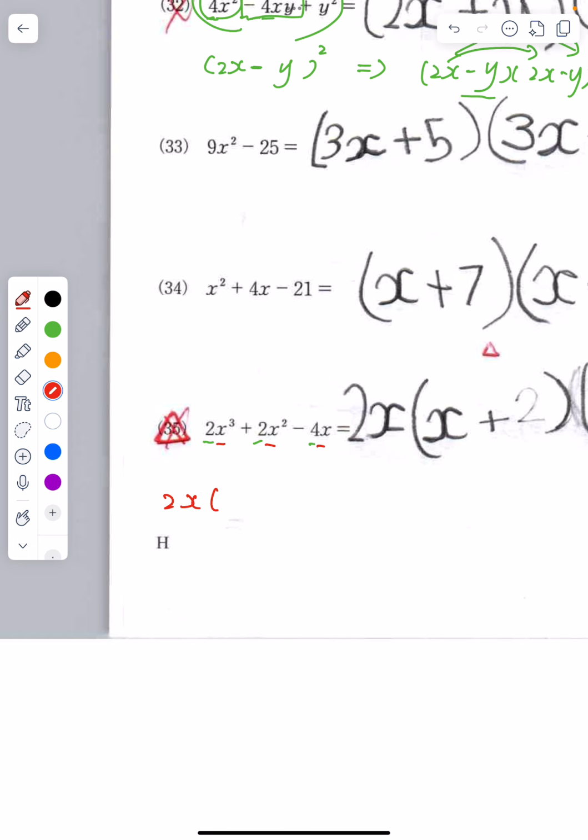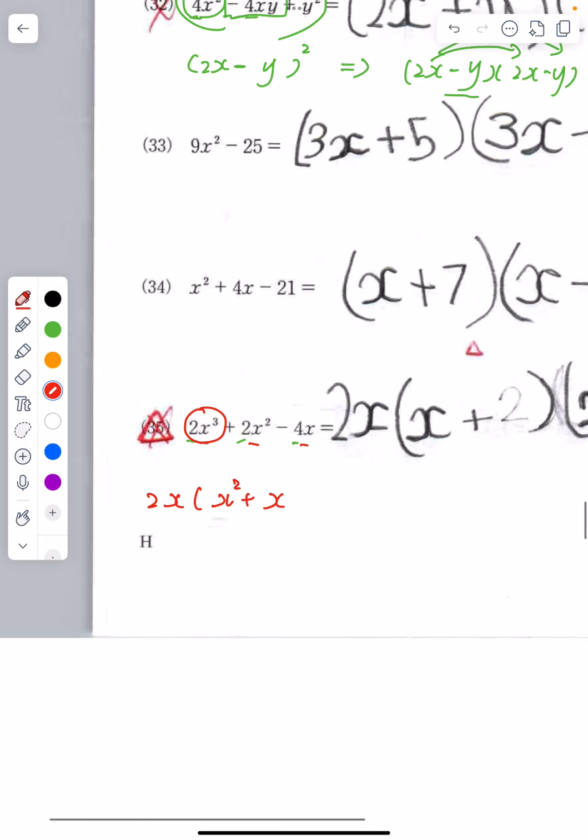If I factorize 2x out, if I take out 2x from 2x to the power of 3 from the first one, I would have x squared left. Keep the sign as positive. If I take out 2x from the 2x squared, I should have just x left. And then if I take out the 2x from the 4x, I should have minus 2 left.